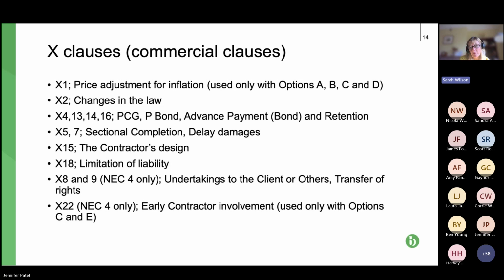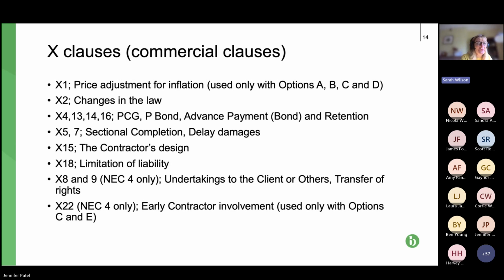Thanks. If you recall from one of the earlier slides that we looked at, we also have the X clauses. There's a selection here just to give you an idea. So X1 and X2 are opportunities for the party carrying out the work to make extra compensation event claims. X1 is for inflation.